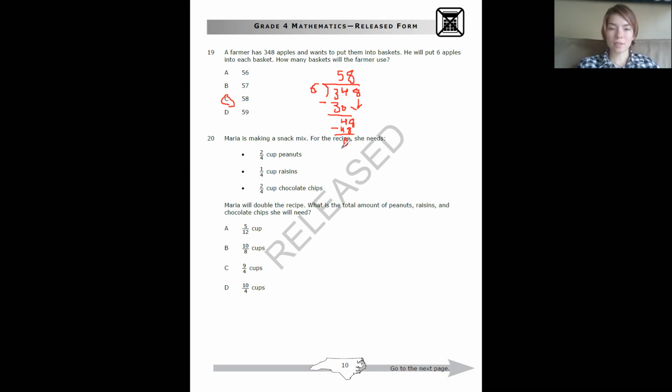Maria is making a snack mix. For the recipe, she needs 2/4 of a cup peanuts, 1/4 cup raisins, and 2/4 cup chocolate chips. Maria will double the recipe. What is the total amount of peanuts, raisins, and chocolate chips she will need? Okay, so for the original recipe, she needs 2/4 peanuts plus 1/4 raisins plus 2/4 chocolate chips. And altogether, that's going to add up to 5/4.